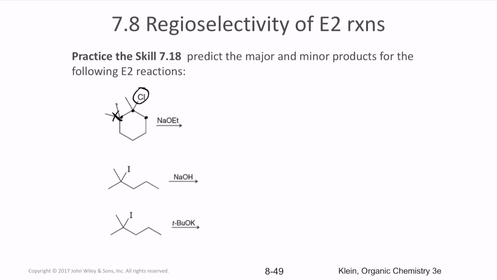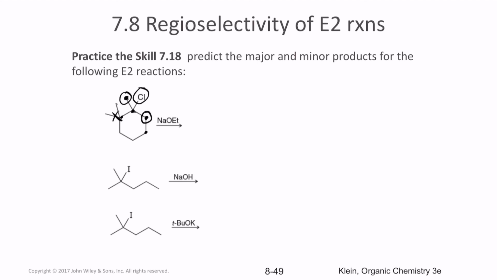So the only other beta carbons are this one and this one. Which one ends up forming the double bond depends on the structure that you see here. Here we have an ethoxide, which means that the major product will be the more substituted alkene. Here this carbon is connected to 2 other carbons, but this carbon is only connected to 1 carbon, which means this one becomes the minor product and this one becomes the major product.